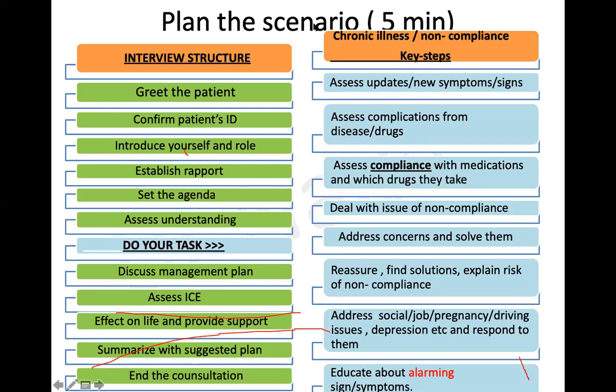Okay, always mention alarming signs and symptoms if they develop, and when they need to come to the hospital, to the emergency department, if they develop.